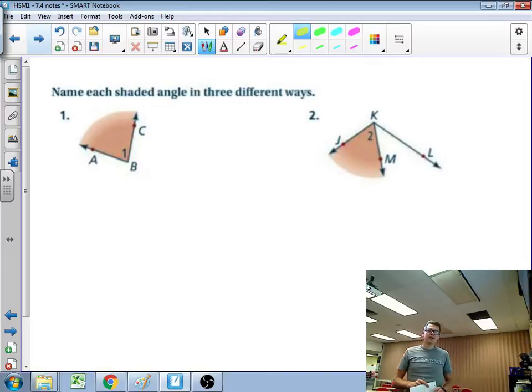So here, take a moment and go ahead and name in 3 different ways the shaded angle that you see up here. So pause the video, give this a shot. I'm going to move on here in just a second.